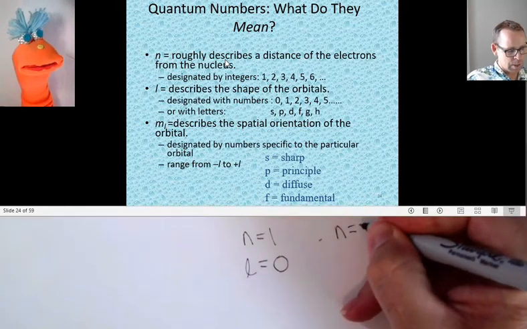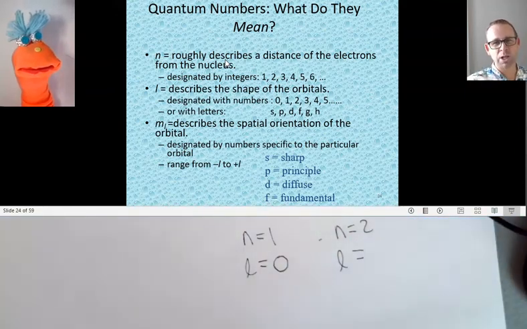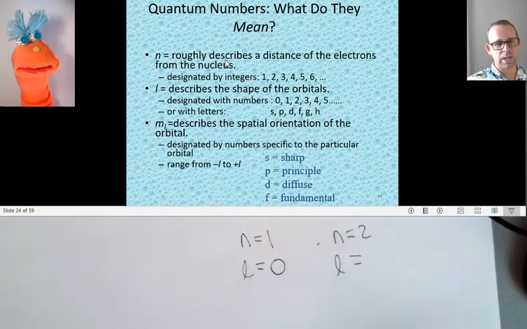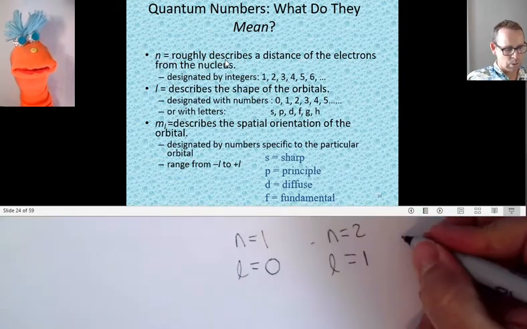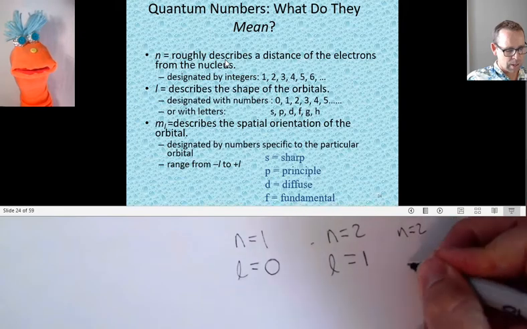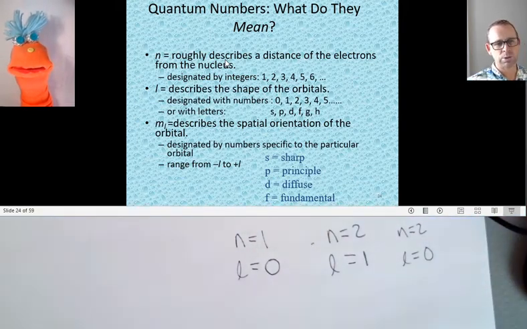If there's a scenario where n equals 2, then that means there are 2 possible L values. And again, the highest would be n minus 1, so 1. Or you could have L equaling 0 for a scenario where n equals 2. Okay?